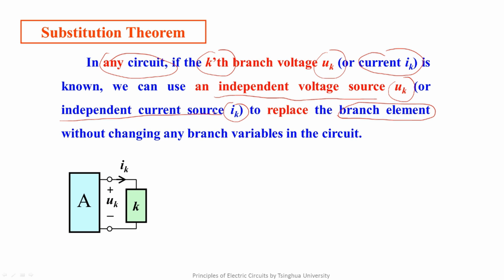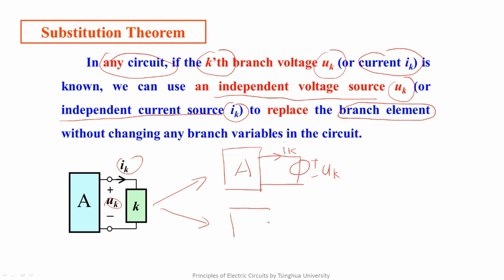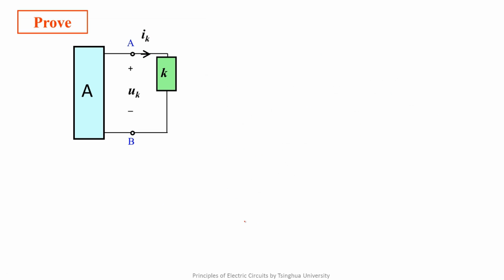This is the circuit model of the substitution theorem. This is the case branch voltage, and the element is arbitrary. If its voltage UK and current IK are known, it has two forms of the substitutions. In the first form, the element is substituted by a voltage source whose voltage is UK. We are sure that the branch current IK must be unchanged, and any other branch variable in network A must be unchanged. In the second form, the element is substituted by a current source whose value is IK. The branch voltage UK must be unchanged, and any other branch variable in network A must be unchanged.